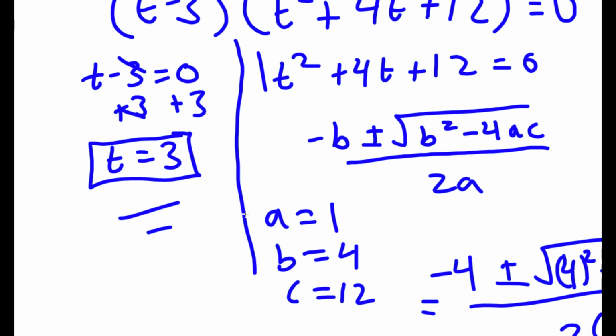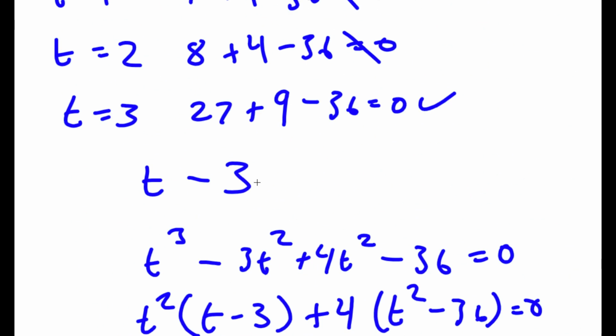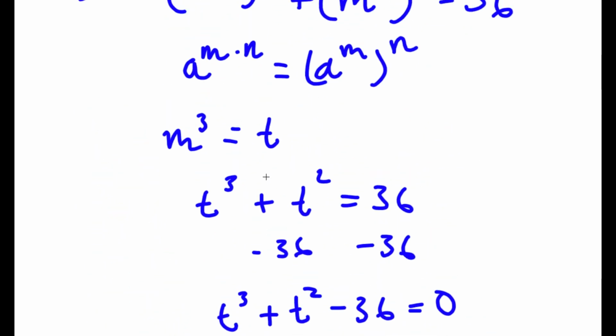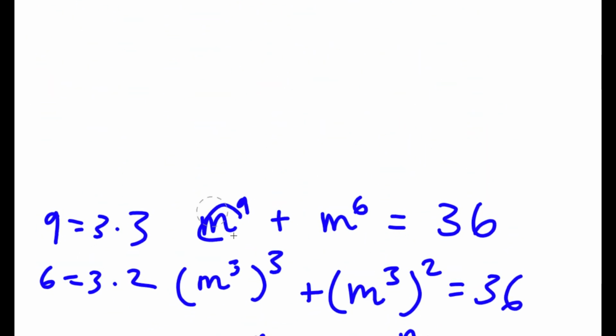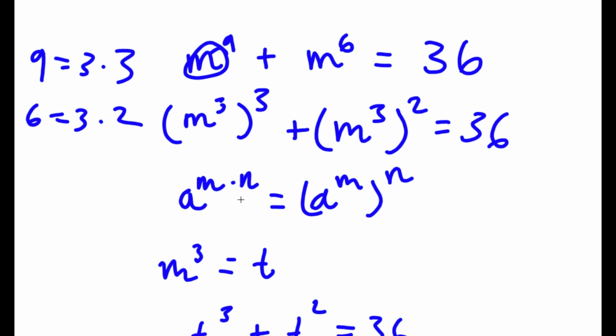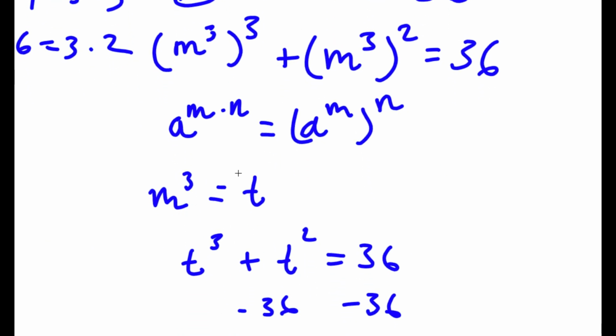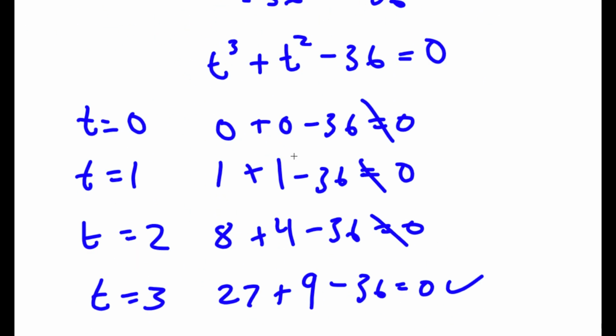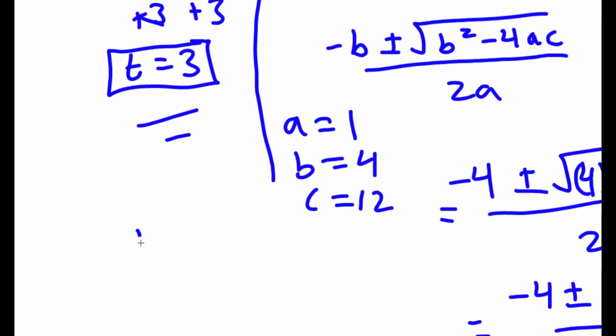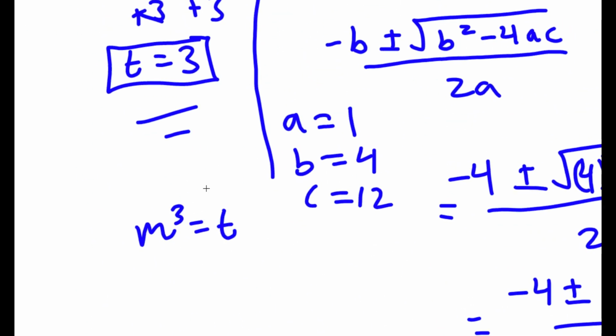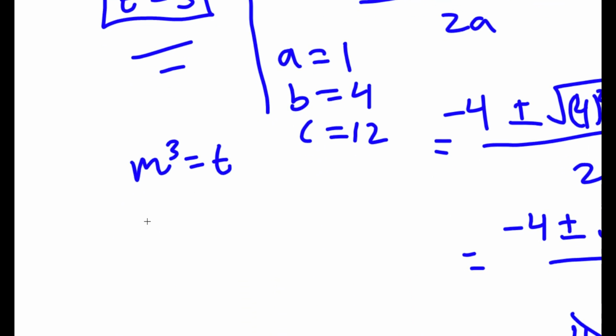So now, however, we are not done yet, because the value of t is not what we want to find. We actually want to find the value of m. And remember, we set m to the power of 3 equal to t. So if m to the power of 3 is equal to t, and t is equal to 3, then we have m to the power of 3 is equal to 3.